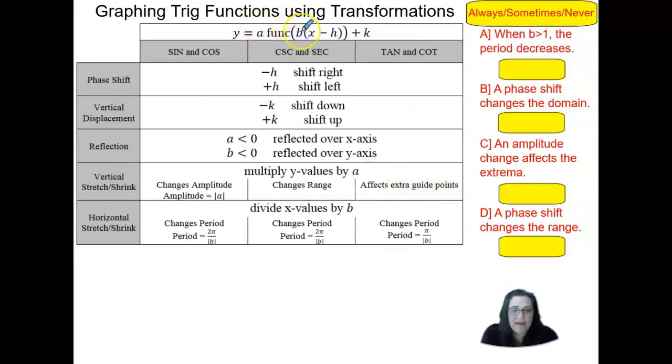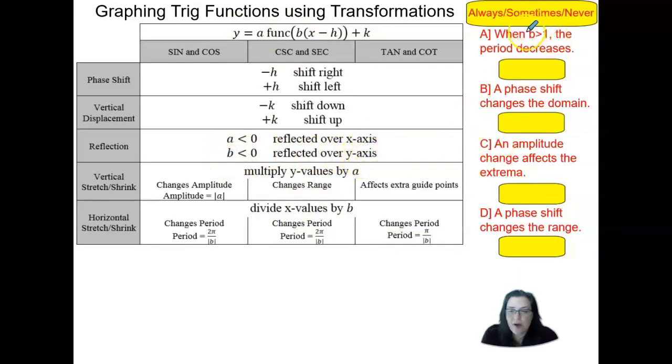Okay, then the B is the horizontal stretch and shrink, and that affects the period of the graph. And the period, remember, is the length of one cycle of the pattern before it repeats on the coordinate plane. If your B is negative, then you also would have a reflection over the y-axis.